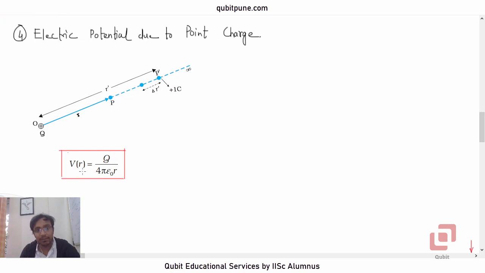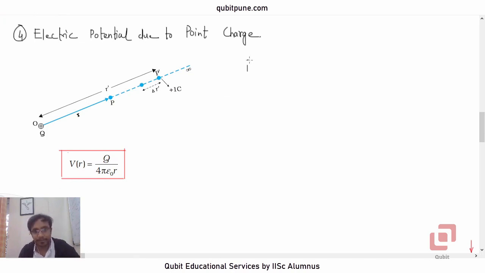And what will this tell me? This will basically tell me that if my charge is at P, the work that I need to do to get it from infinity to this location is Q upon 4 pi epsilon naught R into the value of the charge that I'm bringing from infinity to this point, because this potential refers to work done per unit charge. Let me write a few points here.